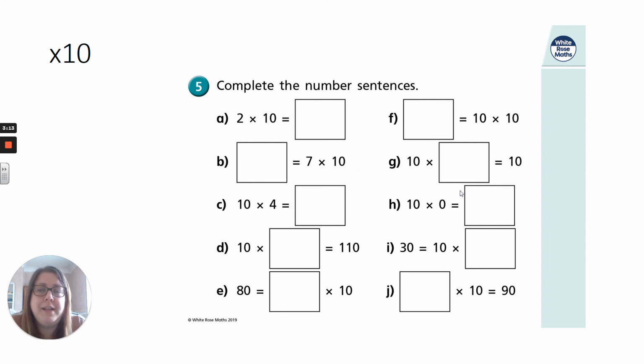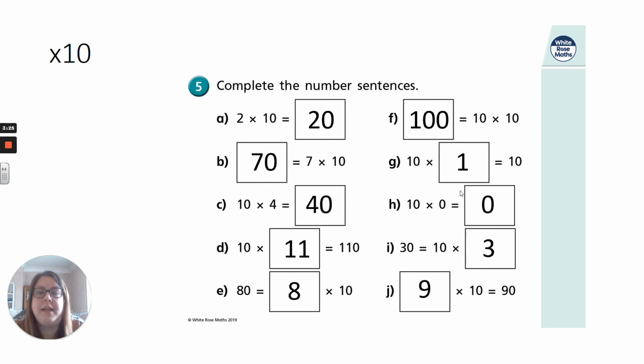Right, last one then, 10 times tables. Practice your 10 times tables. When you've done this and you've filled in the missing numbers, the answers will come on the screen. So we know 2 times 10 is 20, 70 equals 7 times 10, 10 times 4 is 40, 10 times 11 is 110, 80 equals 8 times 10, 100 equals 10 times 10, 10 times 1 is 10, 10 times 0 is 0, 30 equals 10 times 3, and 9 times 10 equals 90. Well done if you managed to do all of those.